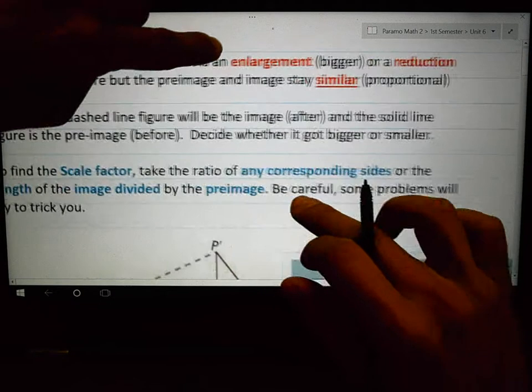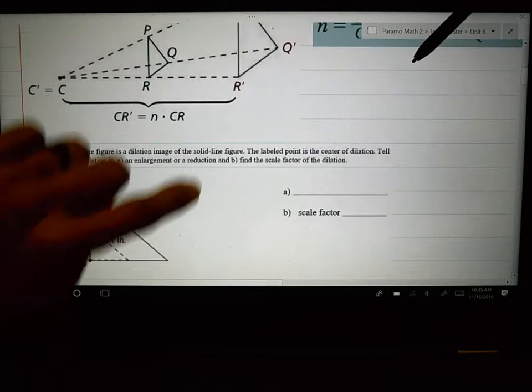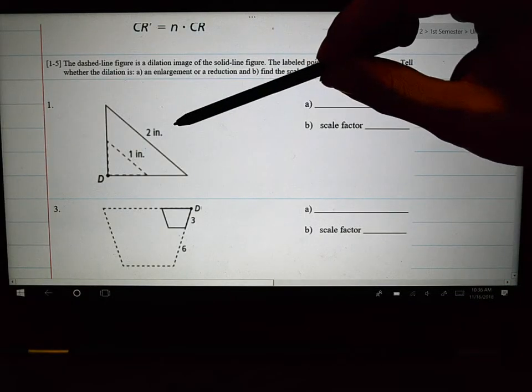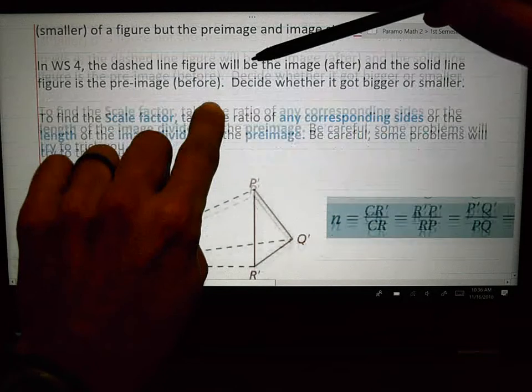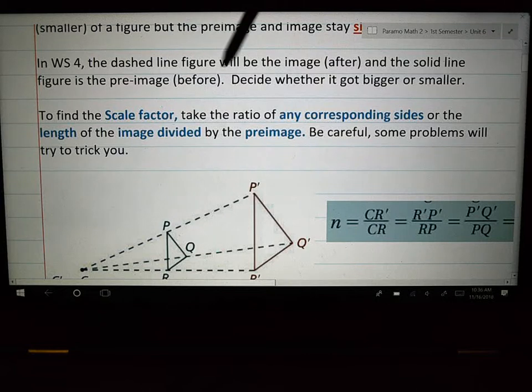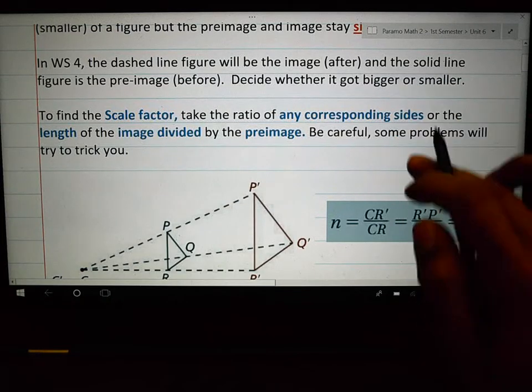So what you're going to have to decide today is, was it an enlargement? Did it get bigger or did it get smaller? And the hardest part is that when you look at these shapes, you're going to ask, which one is the before and which one is the after? That's why I had you write this down. The dashed line figure will be the image, or what happens after, and the solid line figure is the pre-image, or the before. It starts off with the pre-image, and then it ends with the image, or the after. Solid before, dashed is after. And you have to decide whether it got bigger or smaller, which is the easiest part.